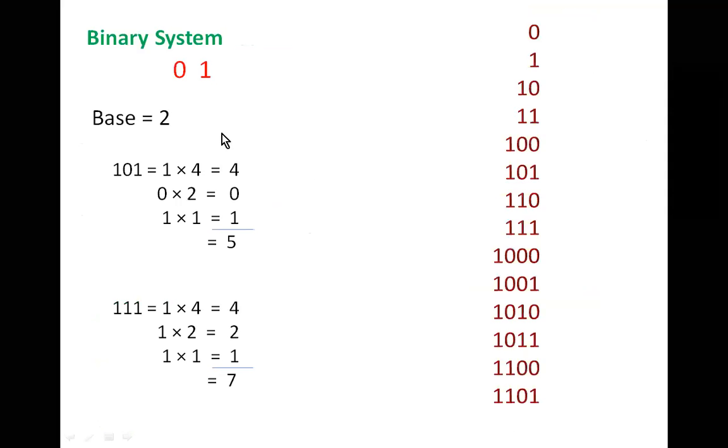Next one is binary system. If you look at the systems that we have discussed just now, decimal system is used by us. Octal system is not widely used. We like to use and we are acquainted with the decimal system. And computers, they use binary system.